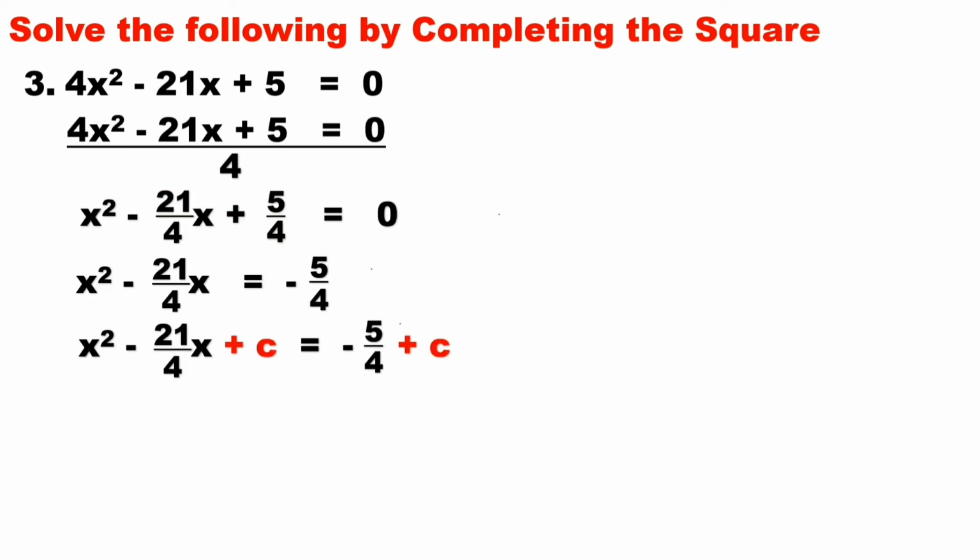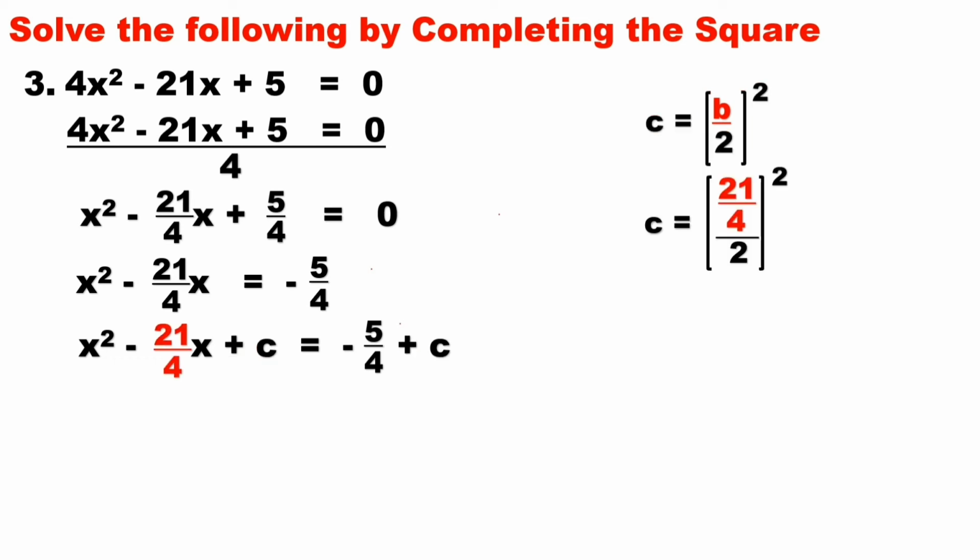Next, do the completing the square on the left side by solving its constant. Again, the formula to solve for the constant is half of b squared. The value of b is 21 over 4 divided by 2. To divide fractions, copy the numerator which is 21 over 4. From division, proceed to multiplication. Get the reciprocal of 2 which is 1/2. To multiply fractions, multiply numerator to numerator and denominator to denominator.